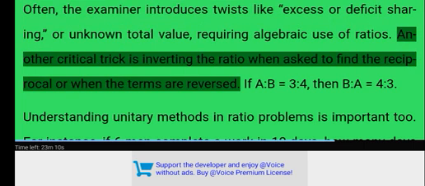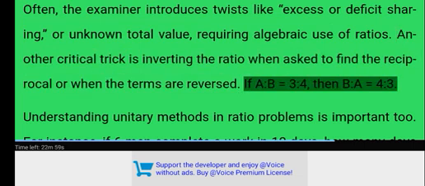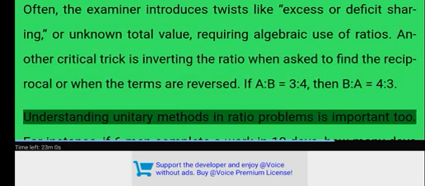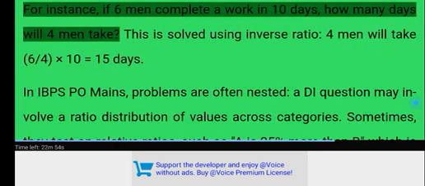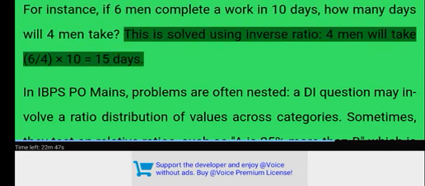Another critical trick is inverting the ratio when asked to find the reciprocal or when the terms are reversed. If A:B equals 3:4, then B:A equals 4:3. Understanding unitary methods in ratio problems is important too. For instance, if 6 men complete a work in 10 days, how many days will 4 men take? This is solved using inverse ratio. 4 men will take 6/4 times 10 equals 15 days.